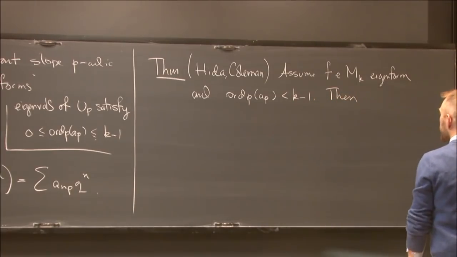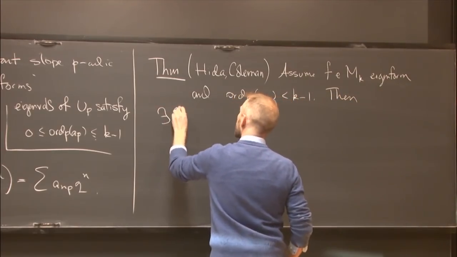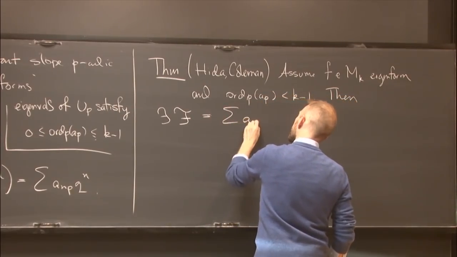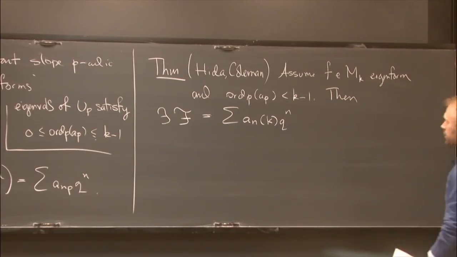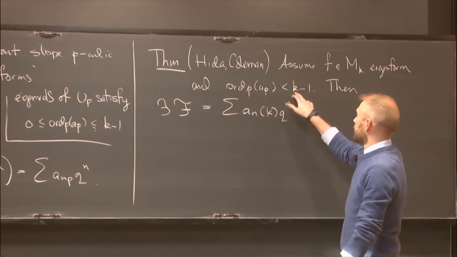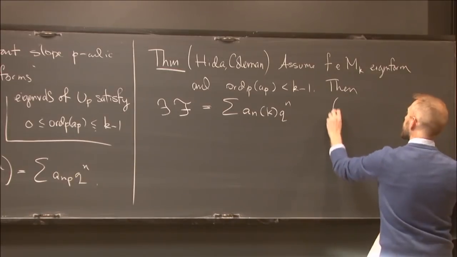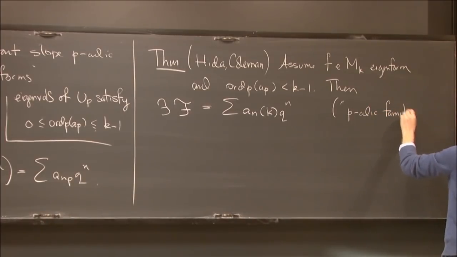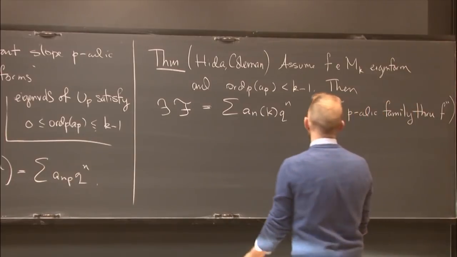Then the theorem of Hida and Coleman says that there exists an F, which I write in script, as an infinite q-expansion, the sum of a_n(κ) q^n. Okay, so these are kappas and those are k's because k's have a loop. But the sum of a_n(κ) q^n. And I'm going to refer to this as a p-adic family through f. I need to tell you its properties now.